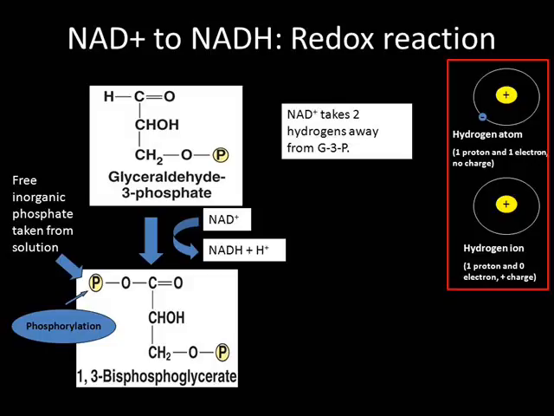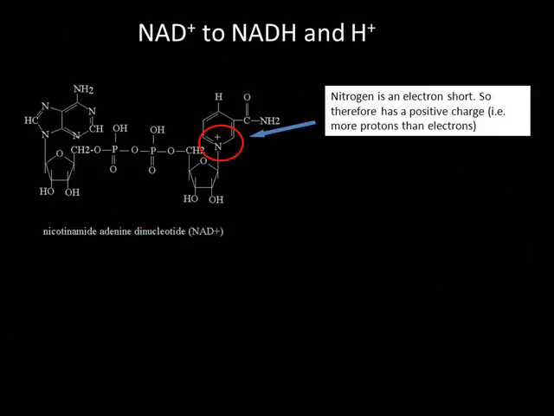Now let's look at this in a little bit more detail. Here we have our NAD plus molecule, our nicotinamide adenine dinucleotide. The first thing that we should notice, encircled in red, is that we have a nitrogen atom, and this nitrogen atom carries a positive charge. It carries a positive charge because it's an electron short. That is, it has more protons than it has electrons. It's missing one electron.